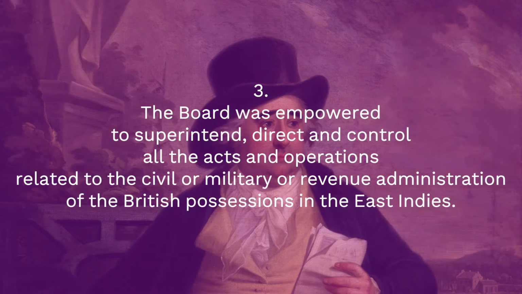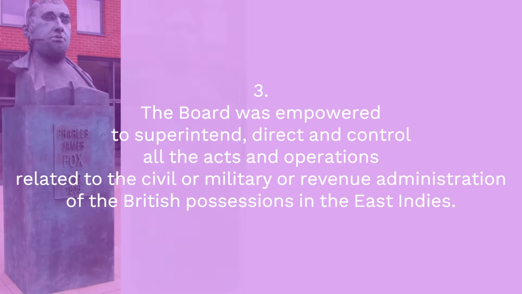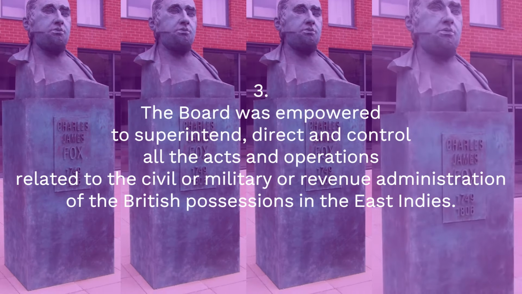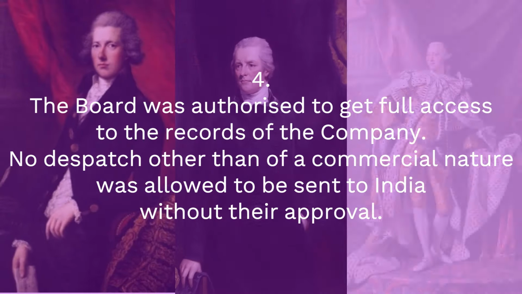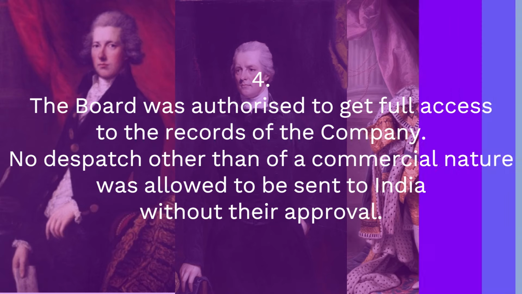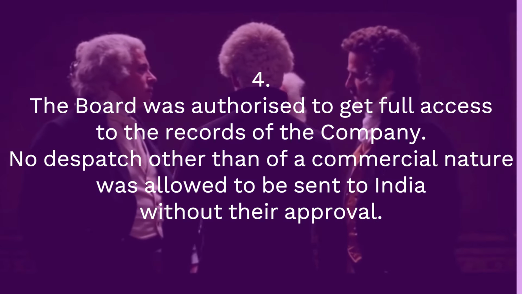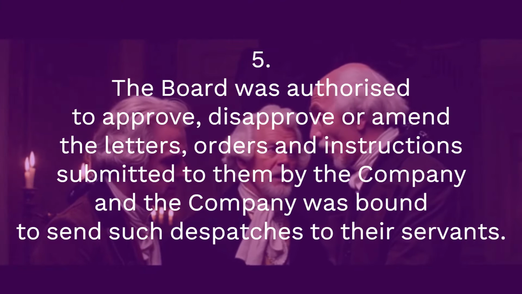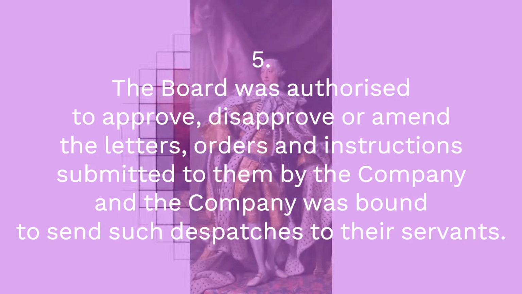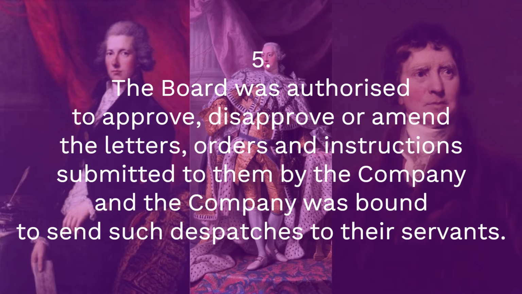3. The board was empowered to superintend, direct and control all the acts and operations related to the civil or military or revenue administration of the British possessions in the East Indies. 4. The board was authorized to get full access to the records of the company. No dispatch other than of a commercial nature was allowed to be sent to India without their approval. 5. The board was authorized to approve, disapprove or amend the letters, orders and instructions submitted to them by the company and the company was bound to send such dispatch to their servants.